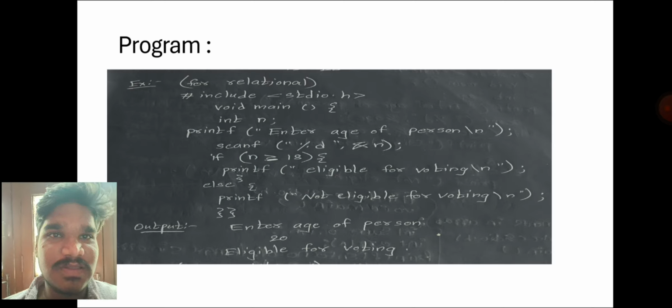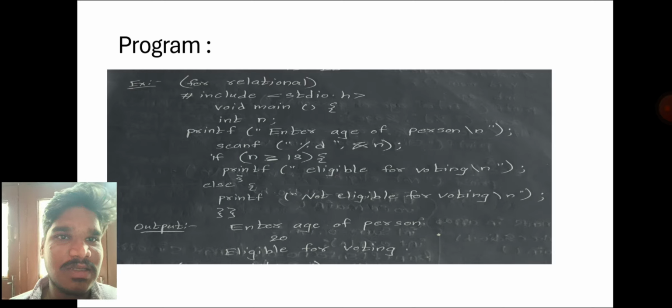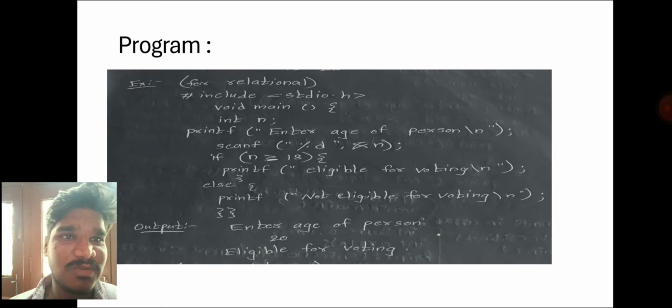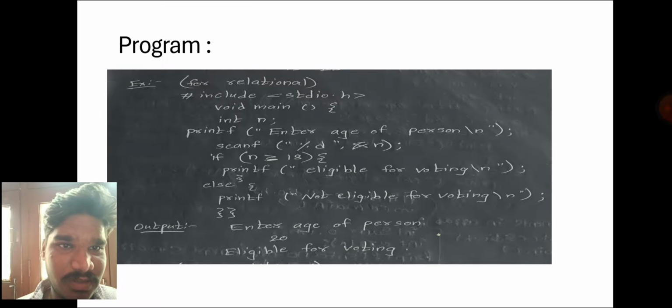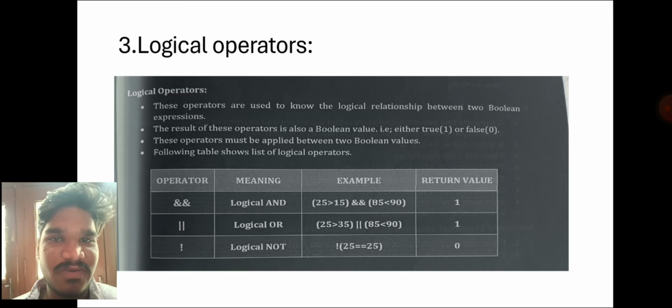Here is a program for relational operators. Preprocessor, int main, int declaration, printf statement, scanf statement. Here is the relational operator: if n is greater than or equal to 18, print eligible for voting, or else not eligible for voting. Output: enter the age of a person; the user enters 20, they are eligible for voting.